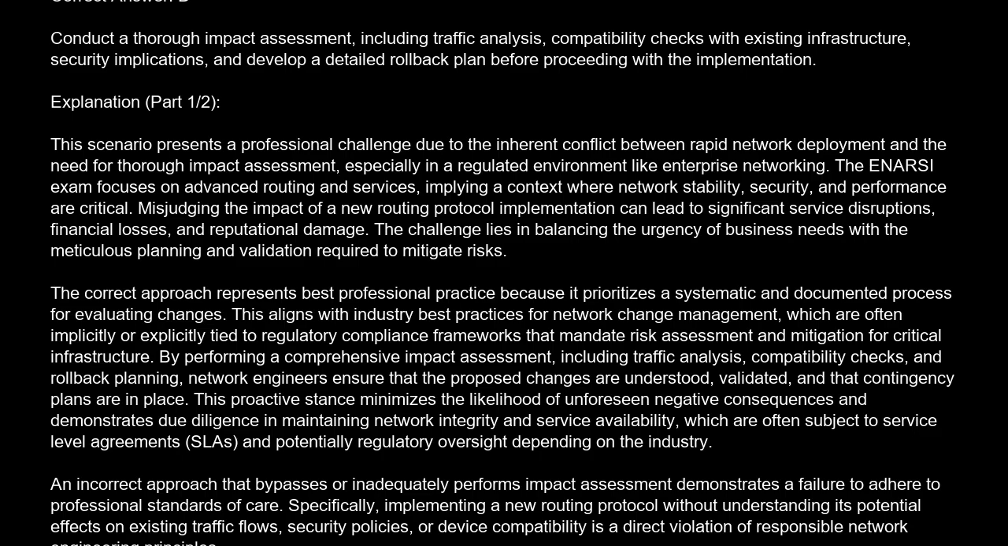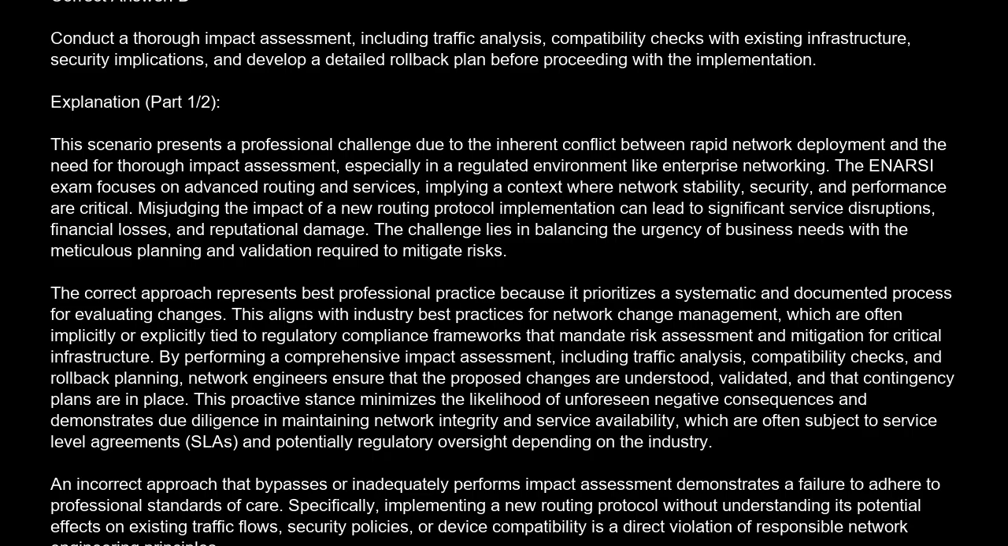The correct approach represents best professional practice because it prioritizes a systematic and documented process for evaluating changes. This aligns with industry best practices for network change management, which are often implicitly or explicitly tied to regulatory compliance frameworks that mandate risk assessment and mitigation for critical infrastructure. By performing a comprehensive impact assessment, including traffic analysis, compatibility checks, and rollback planning, network engineers ensure that the proposed changes are understood, validated, and that contingency plans are in place.